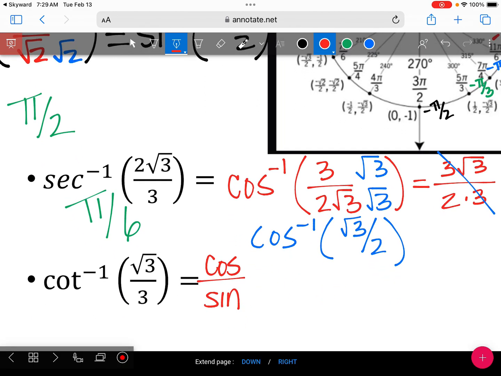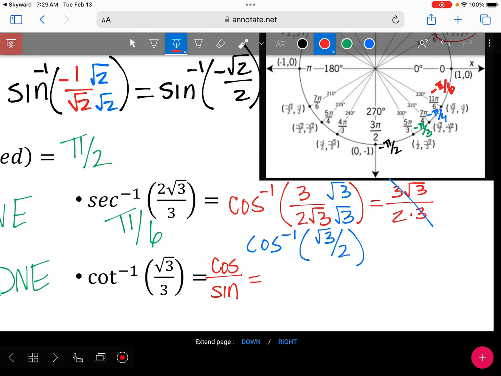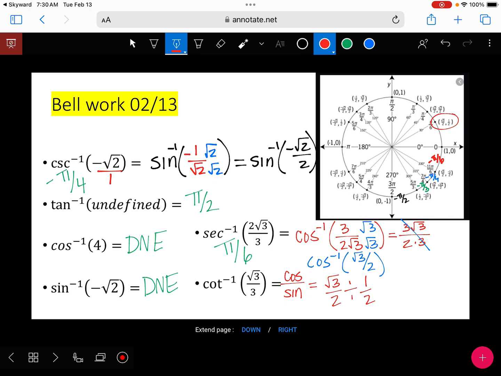I feel like I don't have any space. So at pi over 6, what is the cosine of pi over 6? Root 3 over 2. And we're going to divide that by the sine, which is 1/2. Is that what you said? Wait. Sorry. Angelina, what did you say again? You said pi over 6. All right. So if we try pi over 6, this is pi over 6.